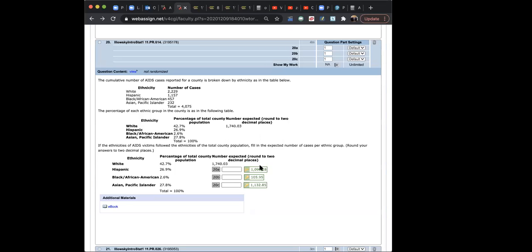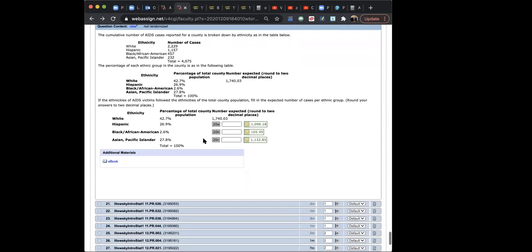So you can see that you can easily calculate these percentages by multiplying the given percentages by the total 4,075.